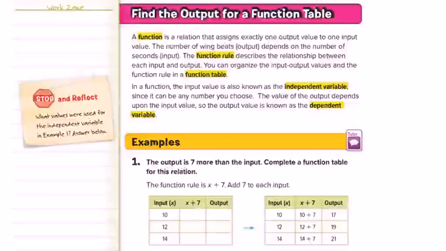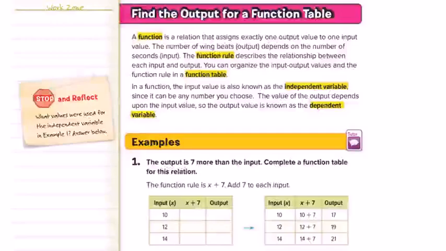Let's look at example 1. The output is 7 more than the input. Complete a function table for this relation. With a function table, you can see that they've created one down below, and the expectation when you create your own function tables will be to create something like this.